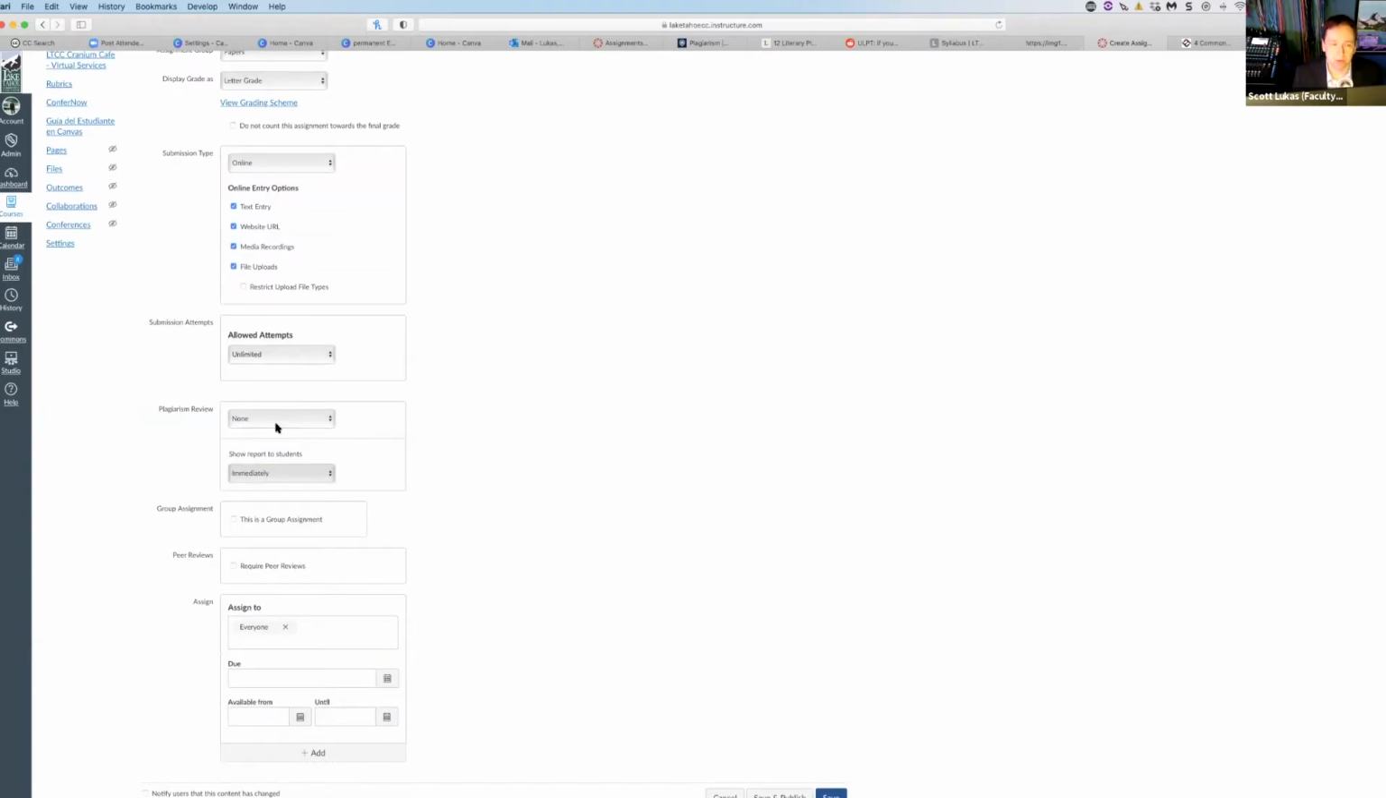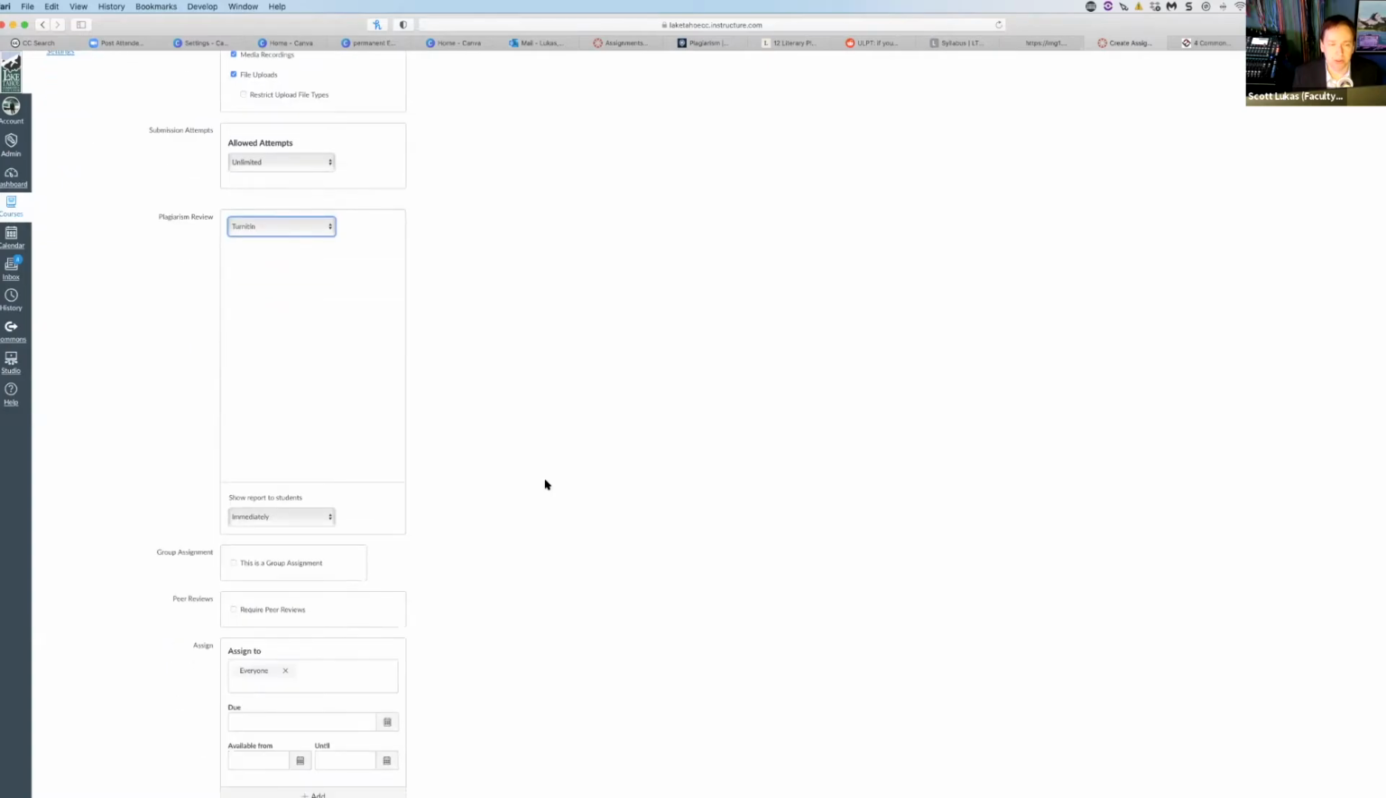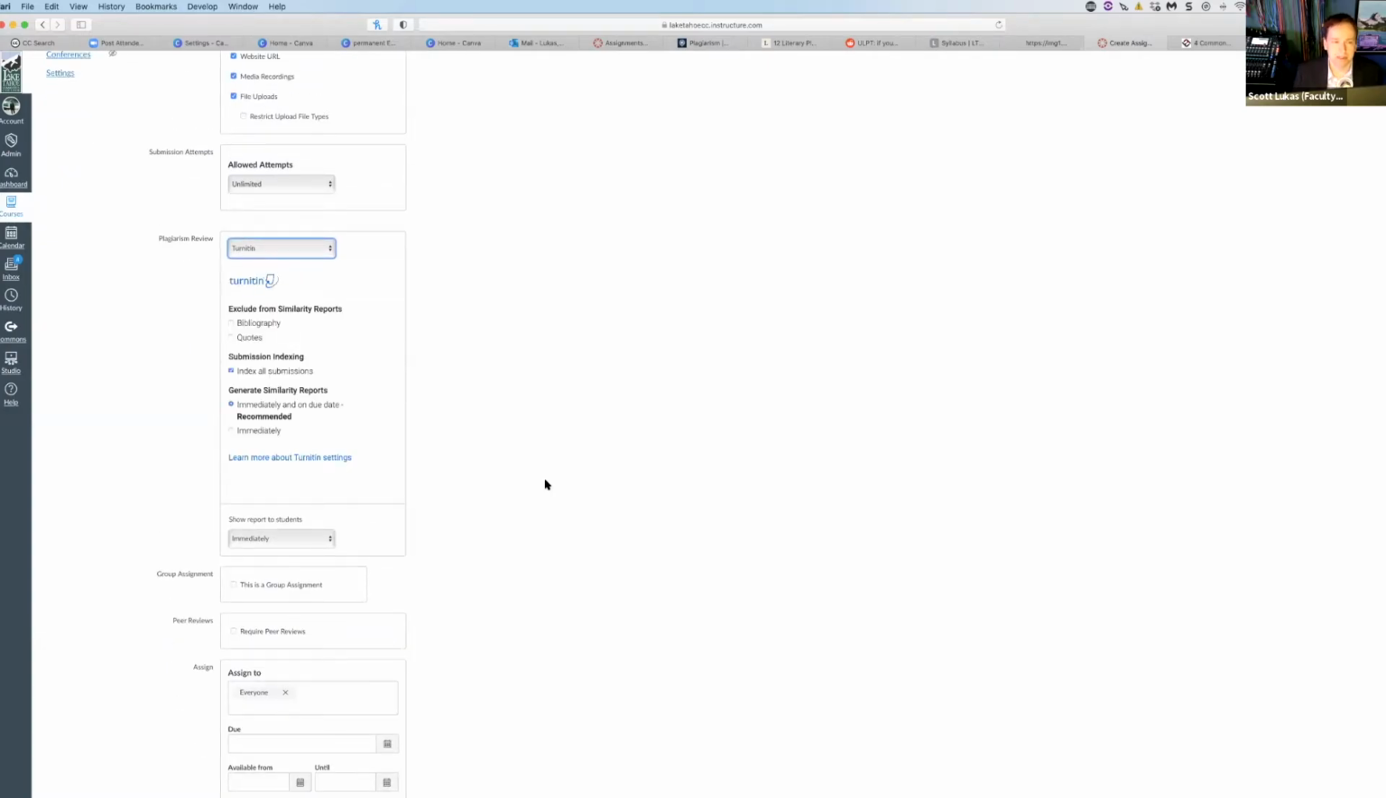So this is where I would go, this is new to Turnitin now in Canvas. Under your assignment, look at Plagiarism Review, and there's only one option, it's Turnitin, and then this new window comes up. It takes a second to load. So it's sort of three choices here, excluding submission of indexing and similarity reports. This one I typically don't touch.